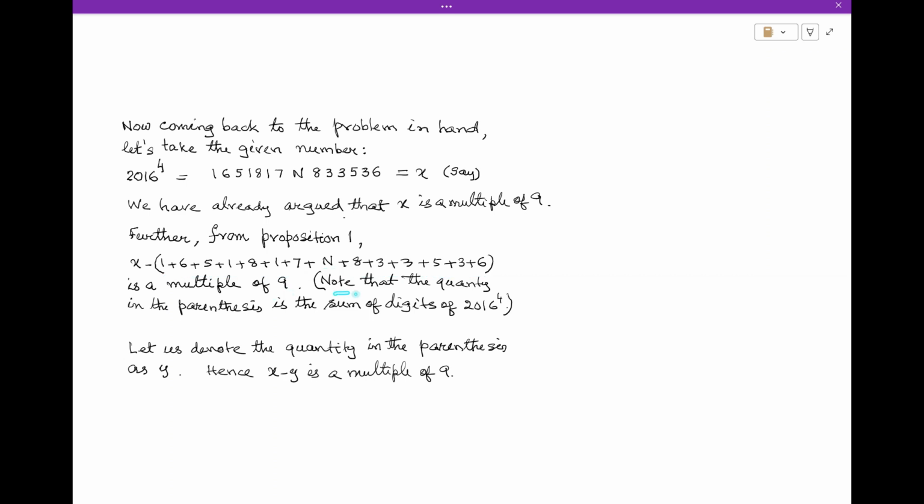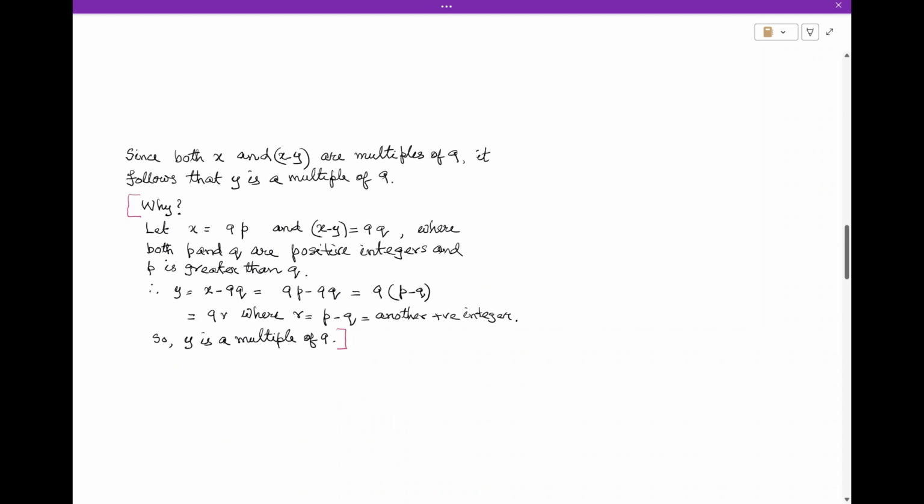Note that the quantity in the parenthesis is the sum of the digits of 2016 to the power of 4. Let us denote the quantity in the parenthesis as y. Hence, from proposition 1, x minus y, that is x minus the sum of its digits, is a multiple of 9. Since both x and x minus y are multiples of 9, it follows that y is a multiple of 9.